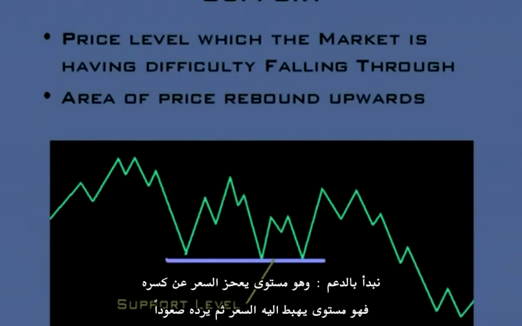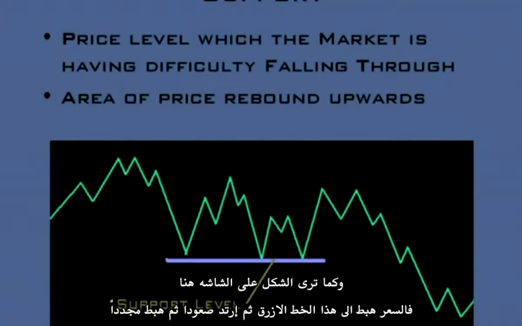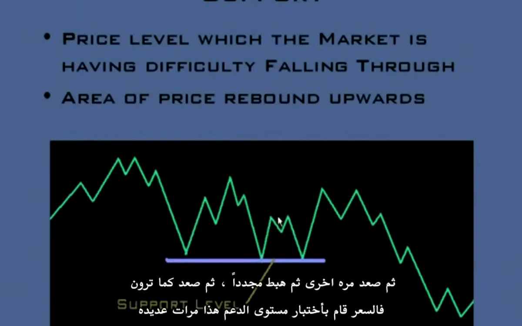So to start with support, it's a pretty simple concept. Support is just a price level which the market is having difficulty falling through. It's an area which price is dropping down to and then coming back up from. And as you can see from the little illustration on the screen here, the price is dropping to this blue bar and rebounding back up, and dropping back down to it, and rebounding back up, and dropping back down, and coming back up once again.